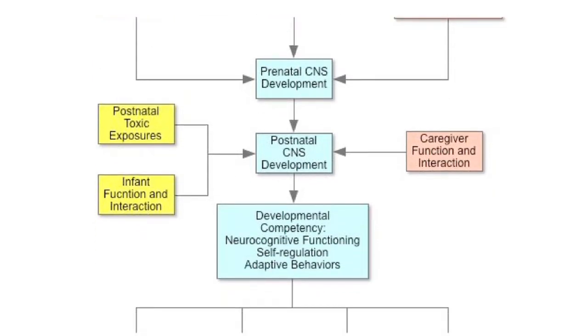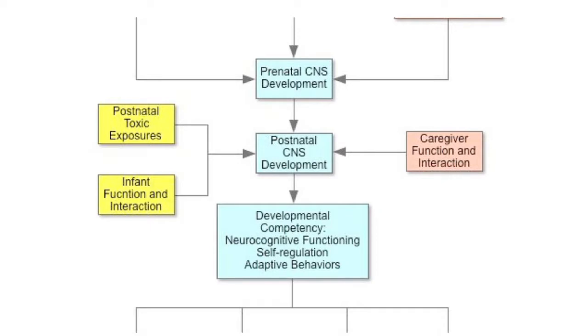And it is that prenatal development that gives us the basic picture for postnatal brain development. During infancy, many factors can affect the development of the central nervous system, such as postnatal toxic exposures. Is there tobacco smoking in the home? Is there methamphetamine use? Is there lead in the environment? Another area is caregiver functioning and interactions. Is the caregiver able to give the infant the kind of input and nurturing care that the infant needs?